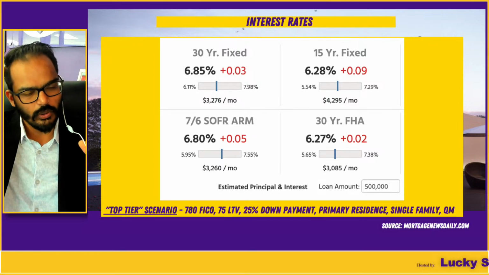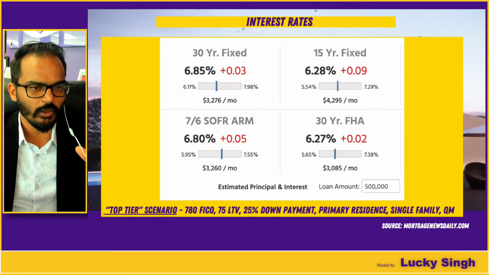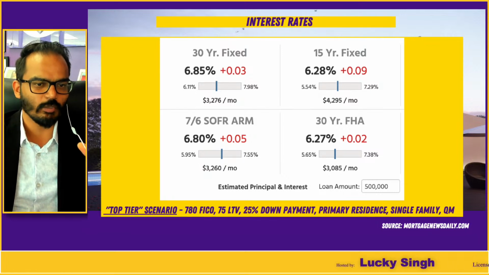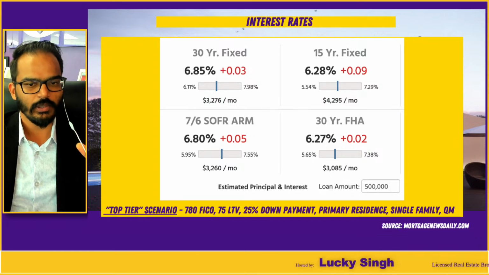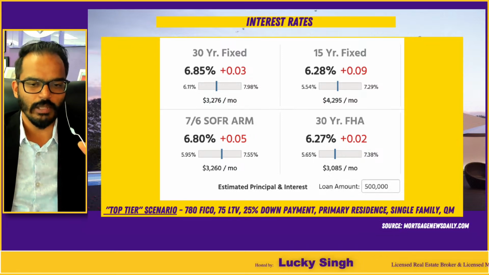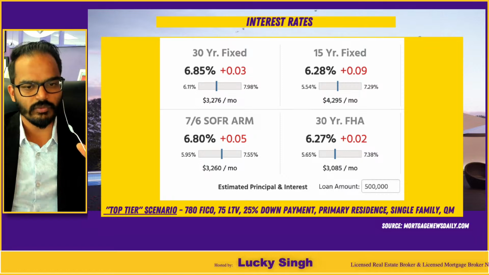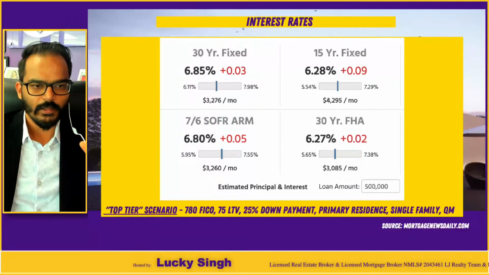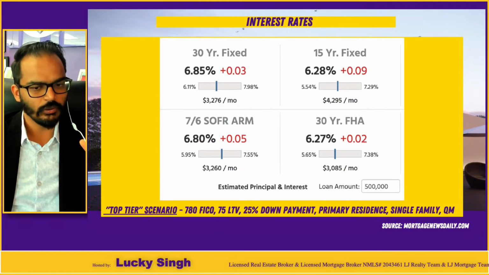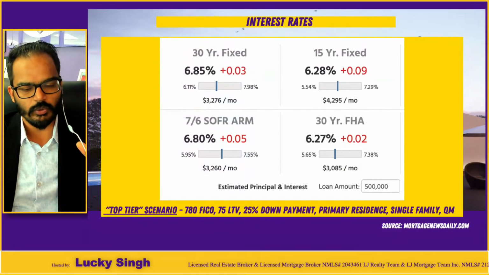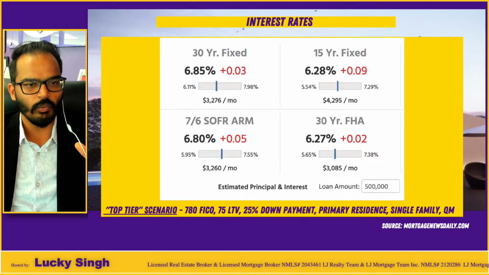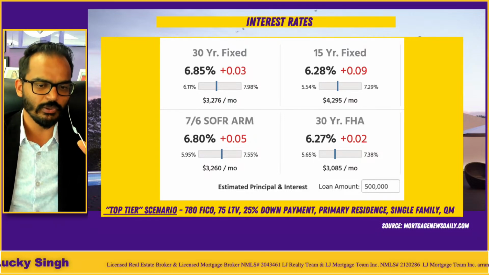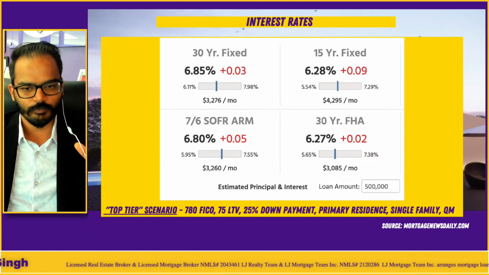mortgagenewsdaily.com. According to them, as of this morning, we are seeing interest rates around 6.85%. If you were to go with FHA, you're going to pay a little bit lower interest rate of 6.27. So we are heading in the wrong direction. The lowest we saw was 6.11, and now we're heading back towards 7%.